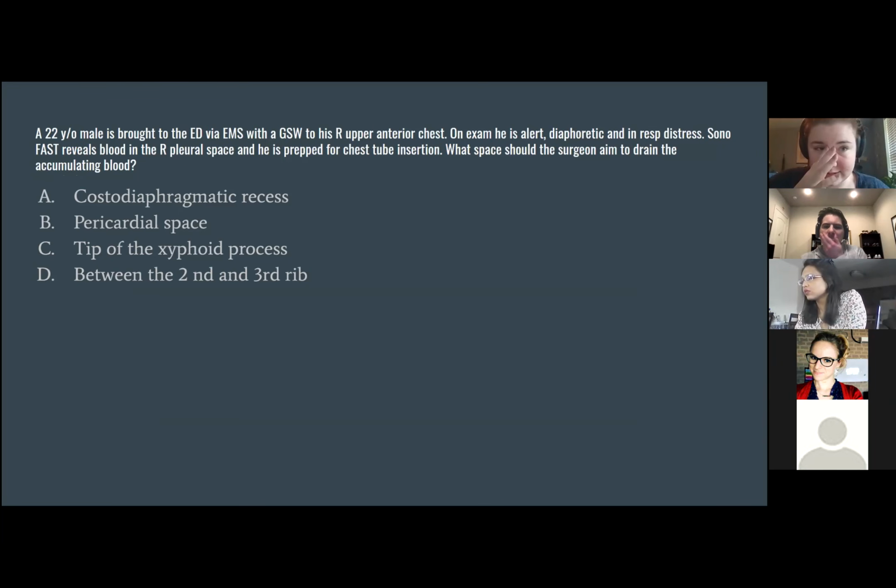I'm going to read this because there are a lot of abbreviations. Brought to the ED via EMS with a gunshot wound to right upper anterior chest. Sono is just an ultrasound.